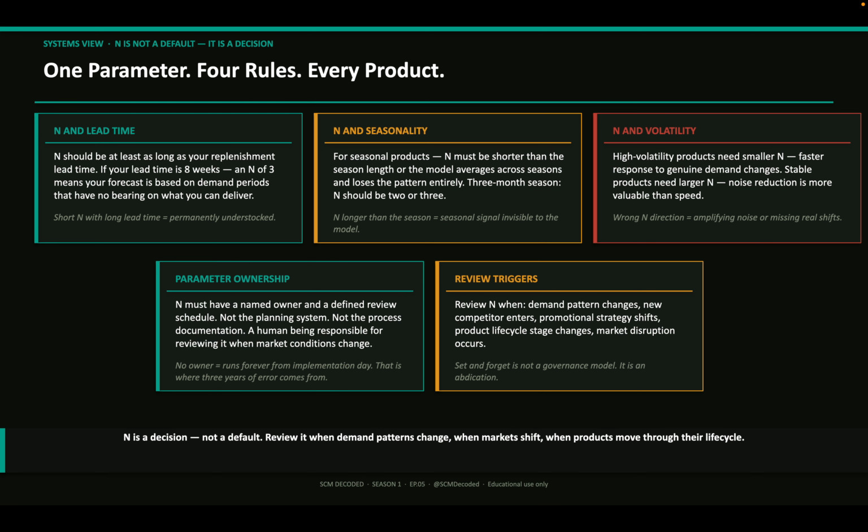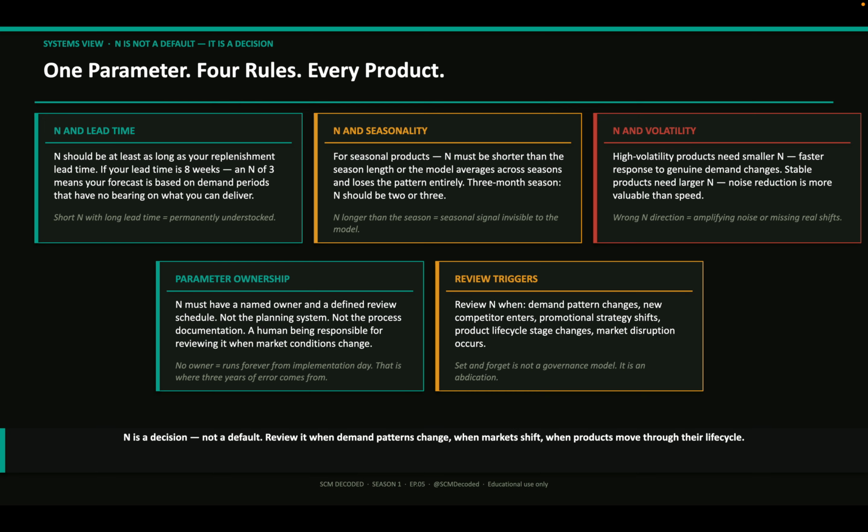Now we talk about the relationship to replenishment. Lead time matters, it matters very specifically. A very short parameter combined with a long delivery cycle is not logical. It means the forecast is reacting to demand signals that predate your ability to respond to them. The forecast is reactive to signals that predate your ability to act on them.